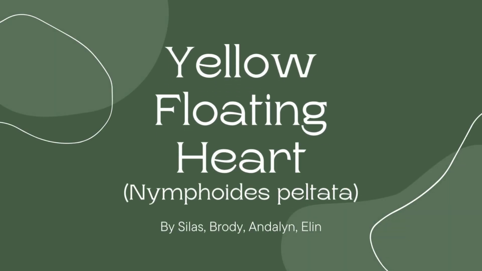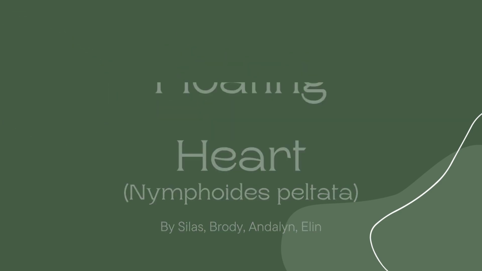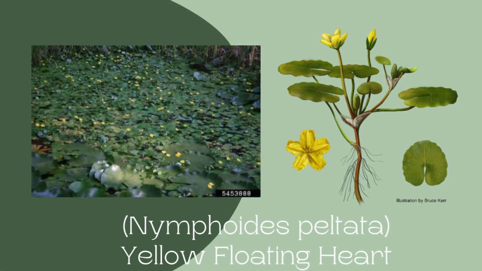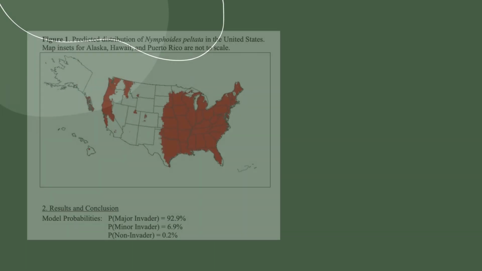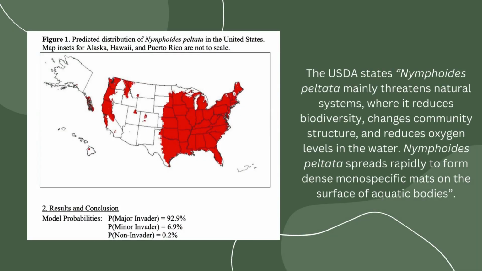Okay, so we have Yellow Floating Hearts by Silas, Brody, Andelin, and Elin. So this is a picture of the yellow floating heart. They're just like those little lily pad yellow flowers. So this is a map of the distribution of yellow floating hearts.